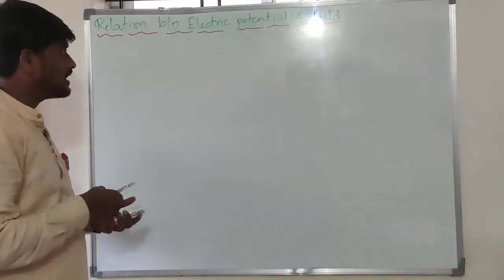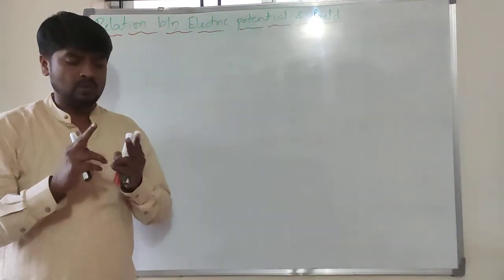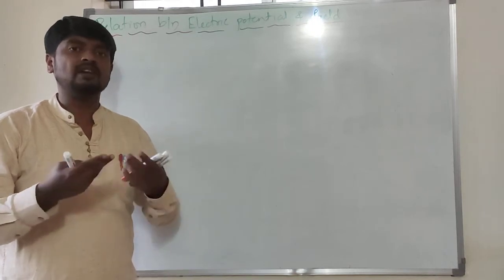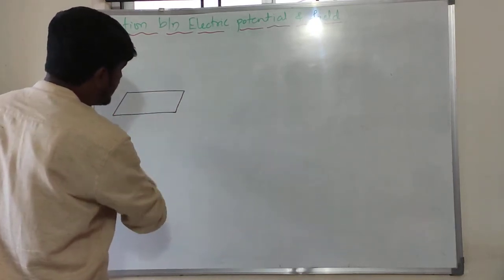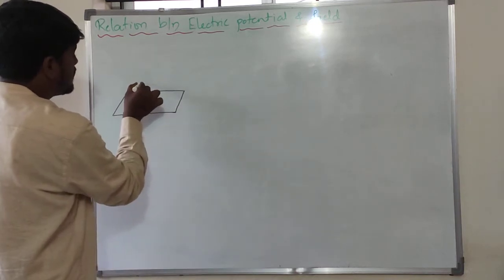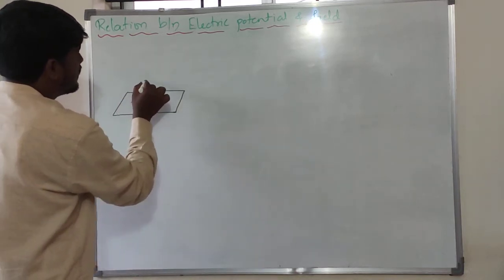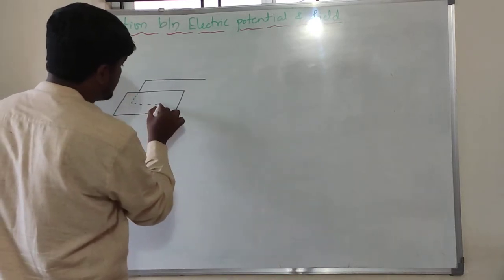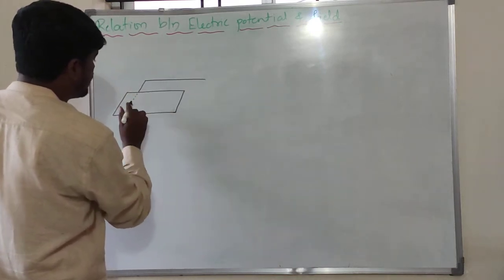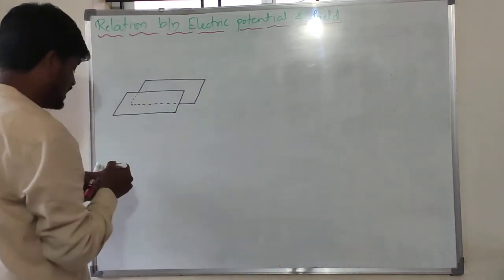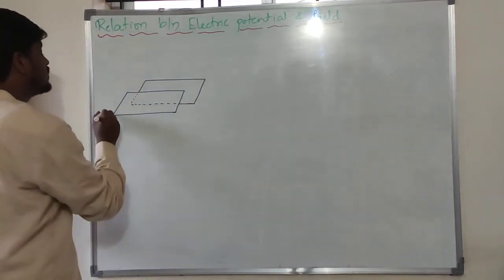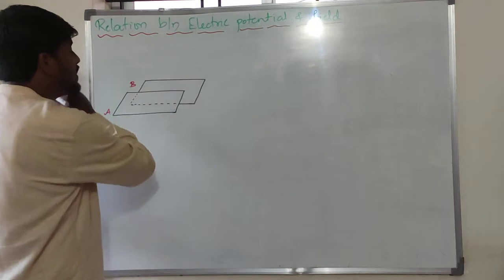For this, I need to consider certain things. What do I have to consider? First of all, I have to consider two equipotential surfaces with different potential values. How? Let us see here. Let me consider one equipotential surface, so name it as A. Let me consider one more equipotential surface, so this is called B. So naming has to be done: this is surface A and this is surface B.